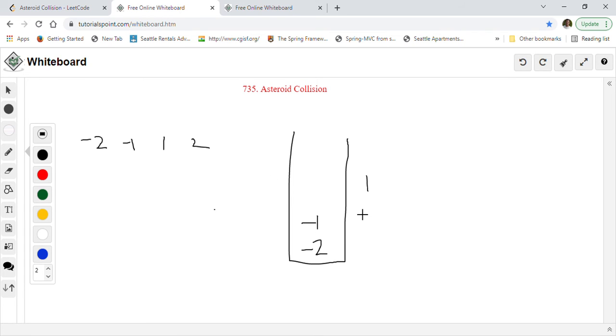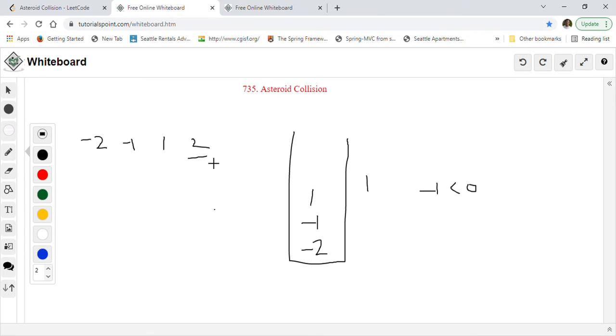And then 1 will come, right? So in this case, the top is minus 1, right? 1 and minus 1, 1 into minus 1 we will do, so the multiplication will come as minus 1, which is less than 0, right? So in this case, we are going to put that 1 into the stack, because they are going in opposite directions, so we cannot make any collision, right? So we have to add that into the stack basically.